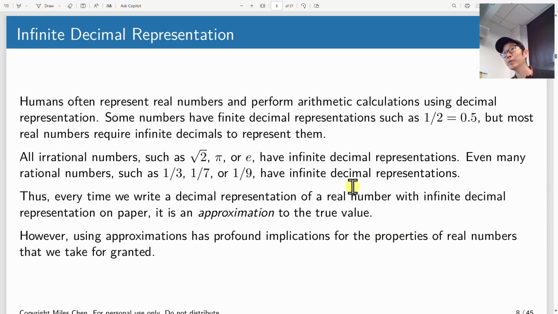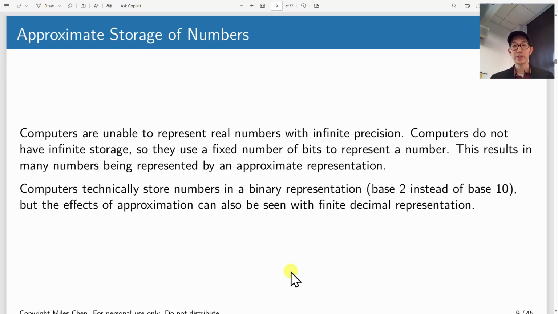So every time you write down a decimal representation of a number that has infinitely many decimal places, if you're going to write it down on paper, it's going to be an approximation. And using approximations as substitutes for things that have infinite numbers has profound implications for the properties of real numbers that we take for granted. And that's the crux of what's going on inside of our computer.